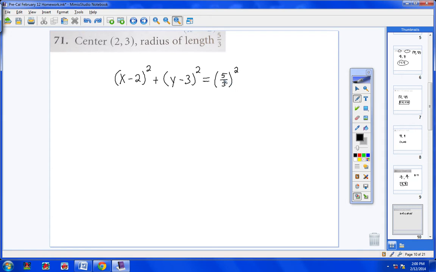Now, probably on a test or quiz, to be honest with you, I would like you to go ahead and simplify this right side over here. So 5/3 squared means 5/3 times 5/3, and that would be 25/9. So there you go. There's the equation of the circle that satisfies these conditions.